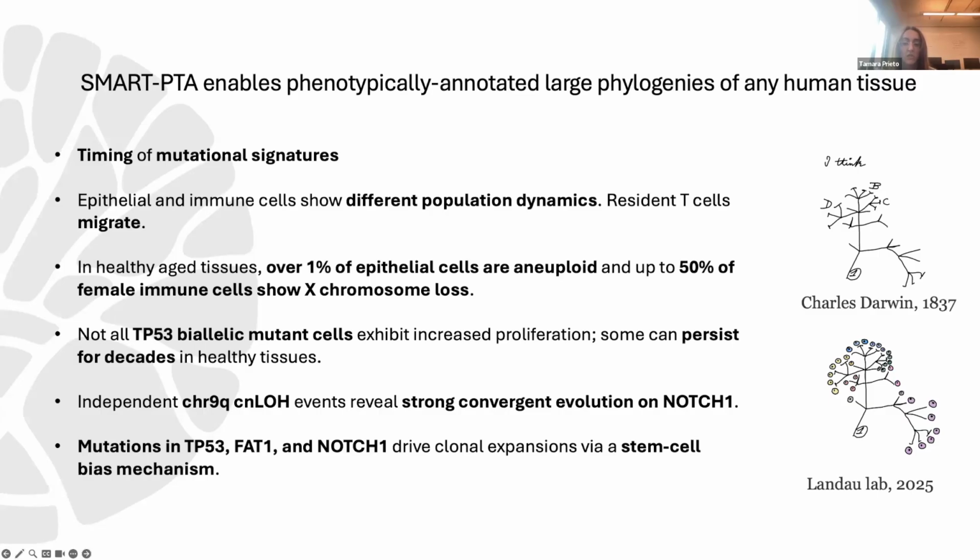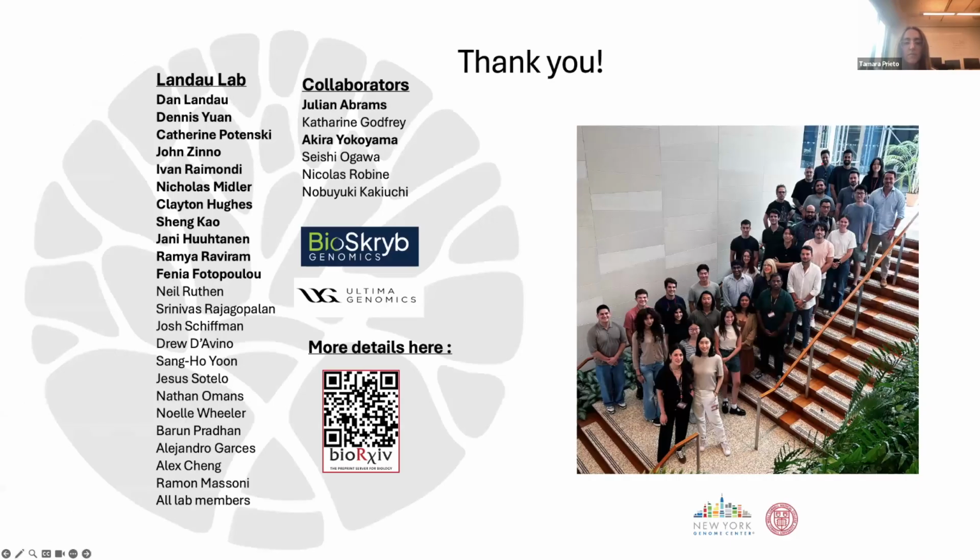We think that mutations in TP53, FAT1, and NOTCH1 drive clonal expansion by biasing cells towards the stem cell compartment. They don't make cell proliferation faster, but instead they block differentiation. And in the context of epithelial architecture, that's enough to let clones expand. And crucially, we would not have discovered this mechanism without having matched genotypic and phenotypic information from the same cells.